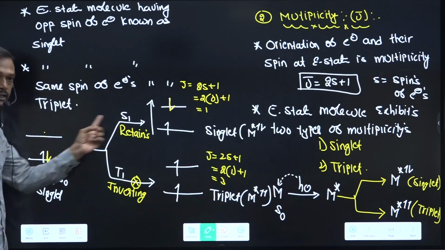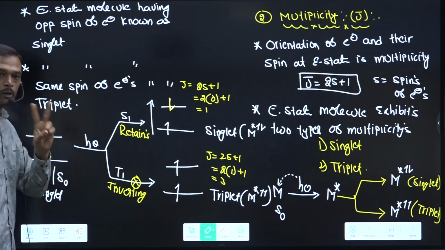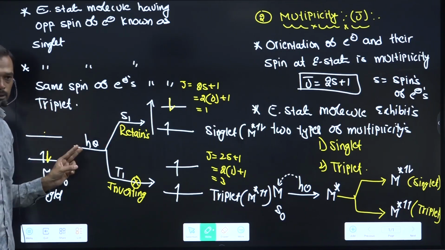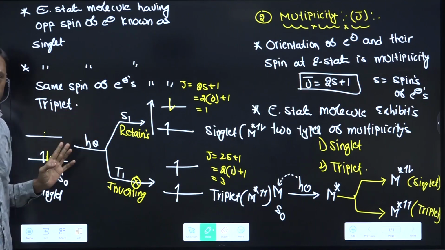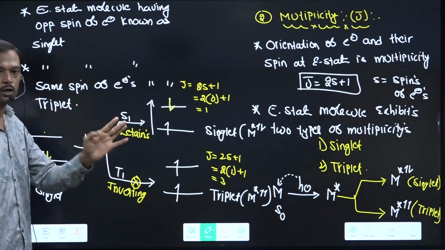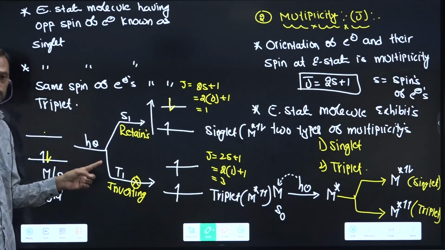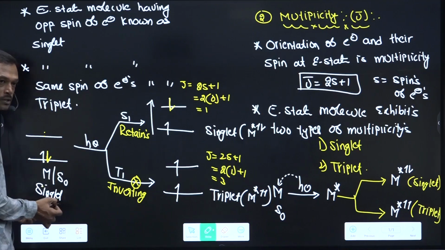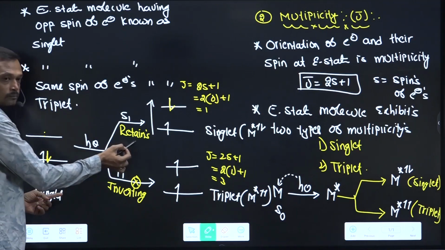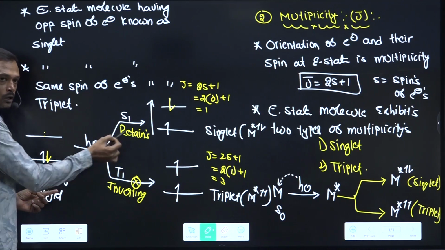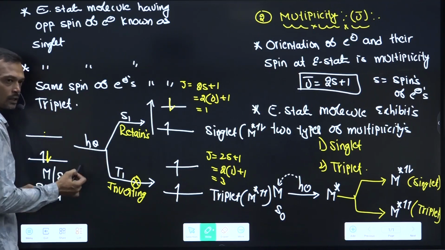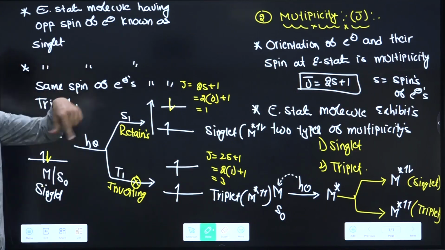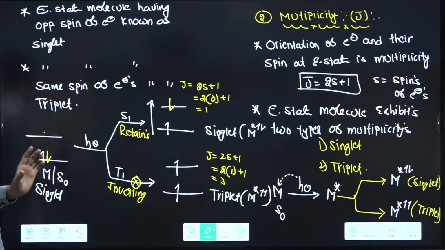If any molecule is exciting, how many possibilities are expected? Singlet to singlet is possible, and triplet to triplet is also possible. But singlet to triplet is not possible because of symmetry. So for molecular orbitals, if they retain their multiplicity, the transition is allowed. If they invert their multiplicity, the transition is forbidden.